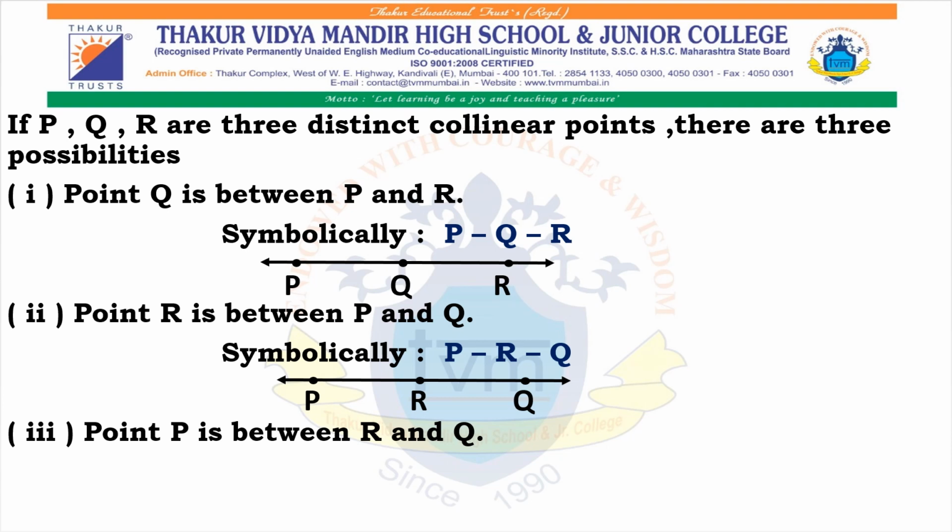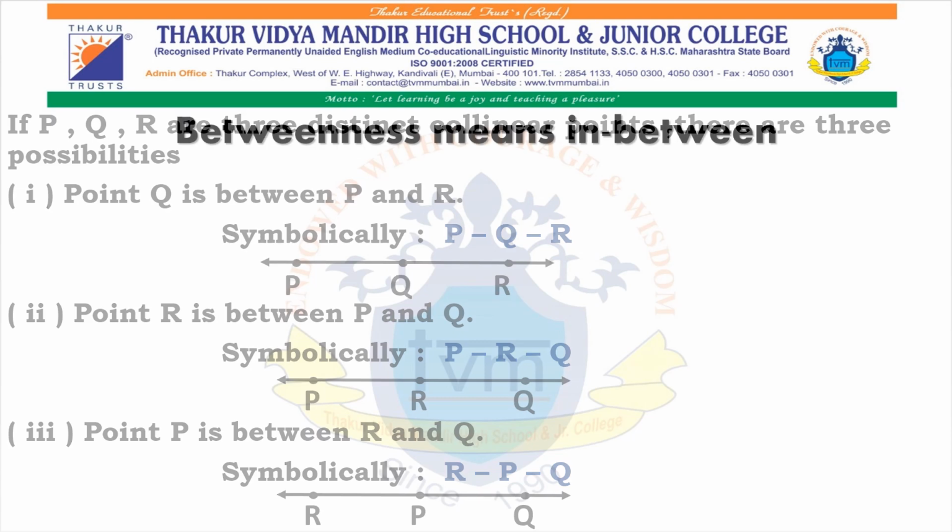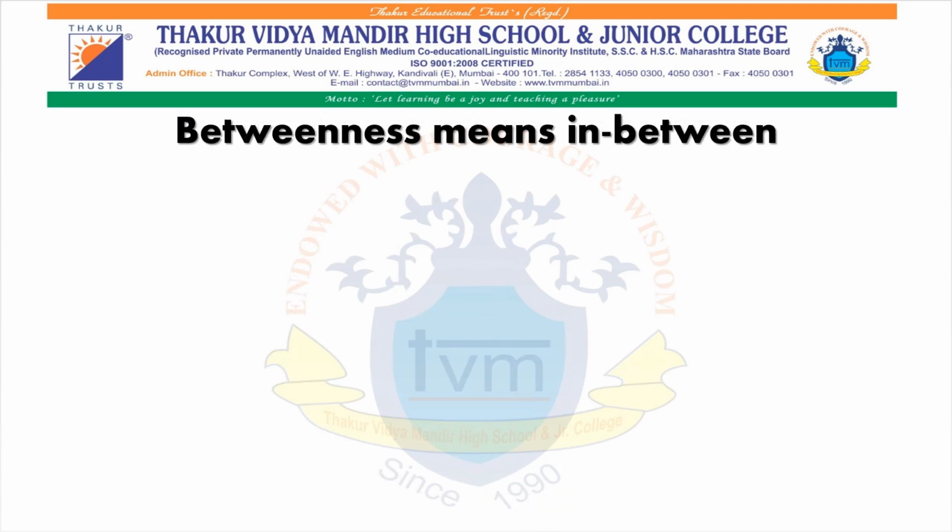Now we have the third possibility, point P is between R and Q. Symbolically, you can write this as R-P-Q. R-P-Q means those three points are collinear, they fall on the same line, and P is between R and Q. It means here the position of point P is fixed. It is between R and Q. Betweenness means in between.